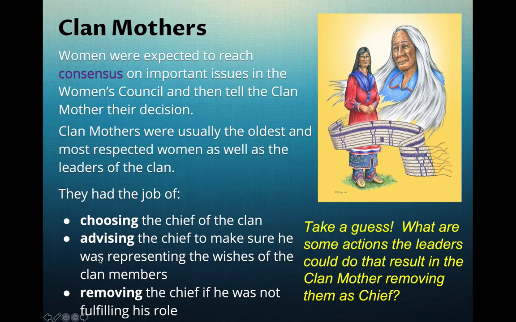And then these are their jobs. So this is what I would like you to write down. You can write this one if you would like as well. You definitely should write these down. If you wanted to make this more visual, you could include a picture of a clan mother and then maybe some bubbles surrounding her, so it shows what she does.